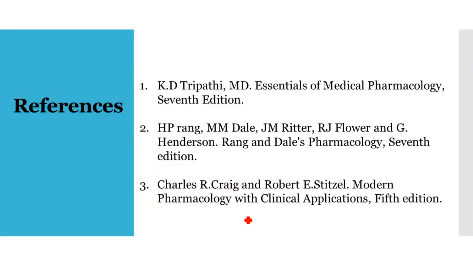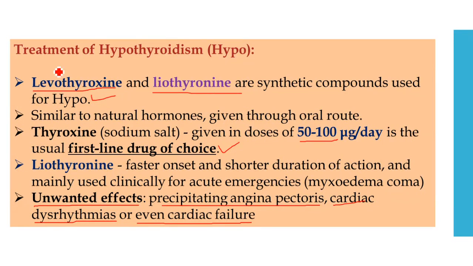Okay, so these are the references. Till date we have discussed the overall synthesis, storage and mechanism related to thyroid hormone regulation and its synthesis, and we discussed the pathophysiology of hypothyroidism, hyperthyroidism and other conditions. Then we discussed the mechanism of action of the drugs used for the treatment of hyperthyroidism and hypothyroidism, and we have classified all the drugs used for hyper and hypothyroidism.